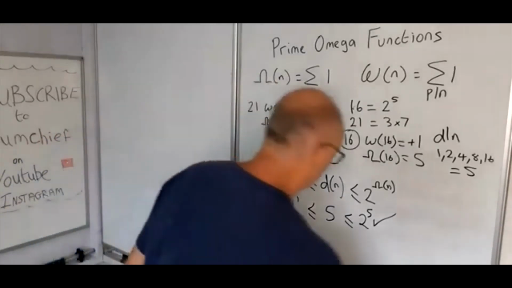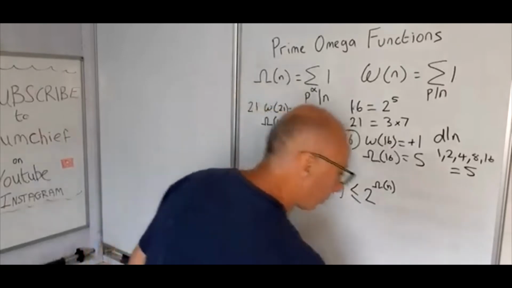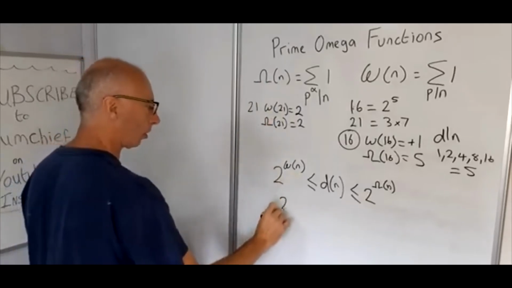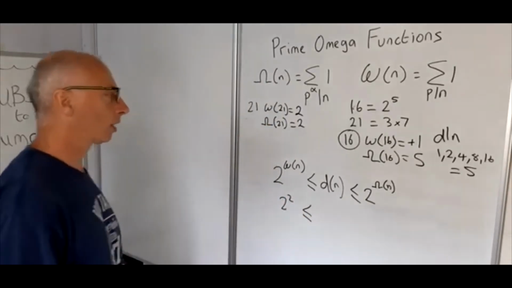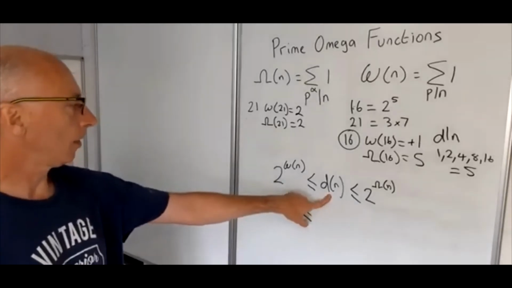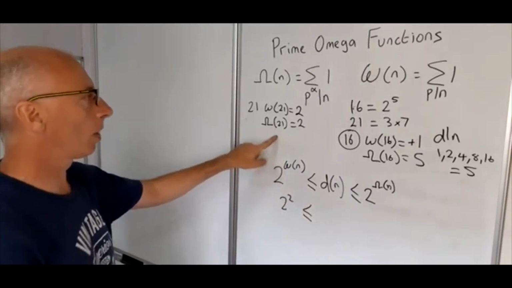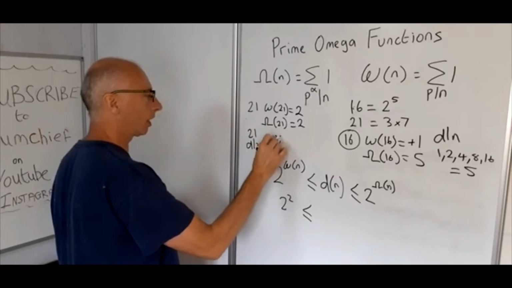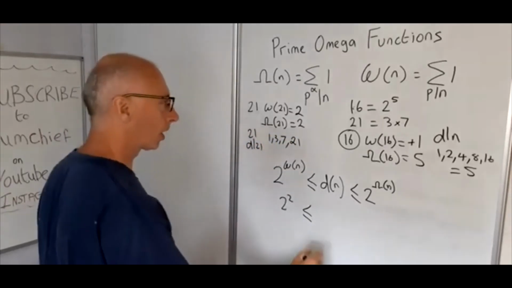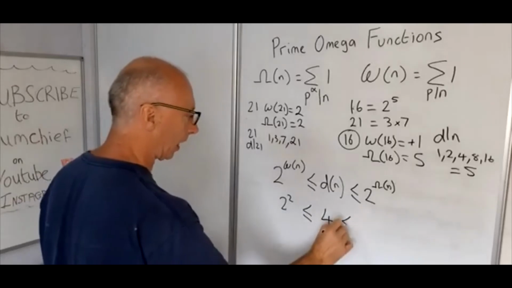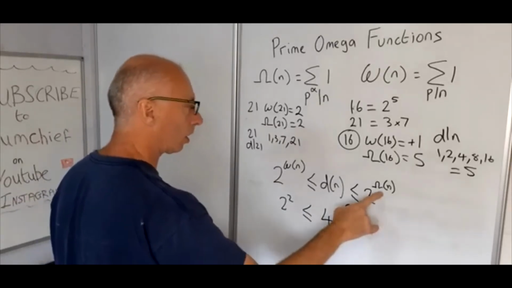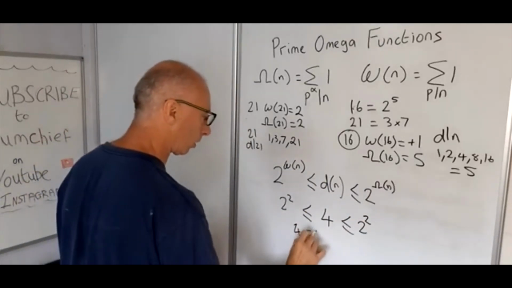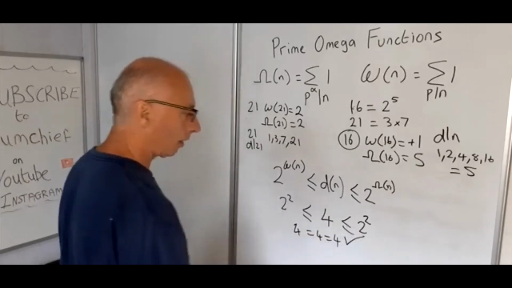So now, if you follow this function here, 2 to the omega of n, looking at 21, 2 squared is less than or equal to the number of divisors of n. How many divisors are there of 21? The divisors of 21 are 1, 3, 7, 21. So we've got 4. And then that is less than or equal to 2 to the capital omega, which is also 2 squared. So as these are all equal, we've got 4 equals 4 equals 4. That is also true.